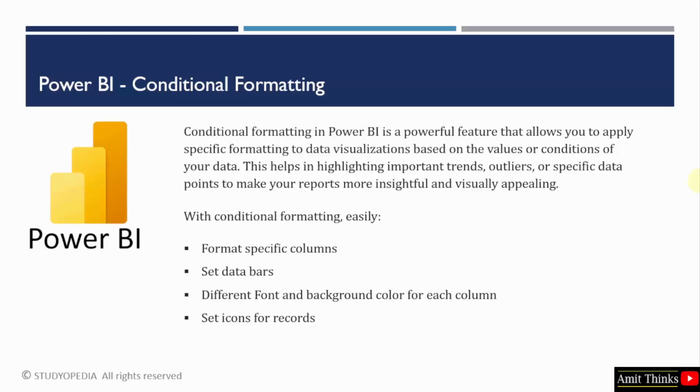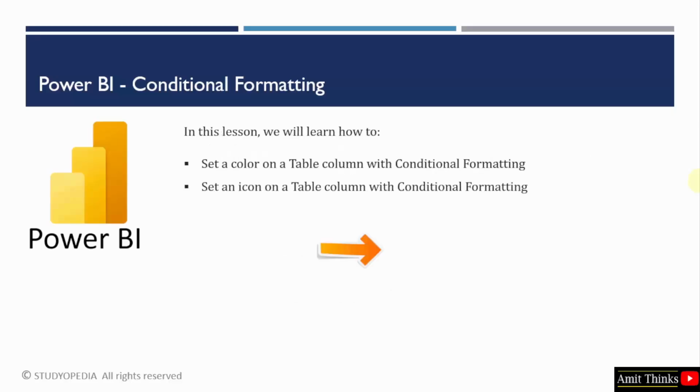So let us see. Now we will see how to set a color on a table column with conditional formatting. With that, we will also set an icon on a table column. So let us see the examples.